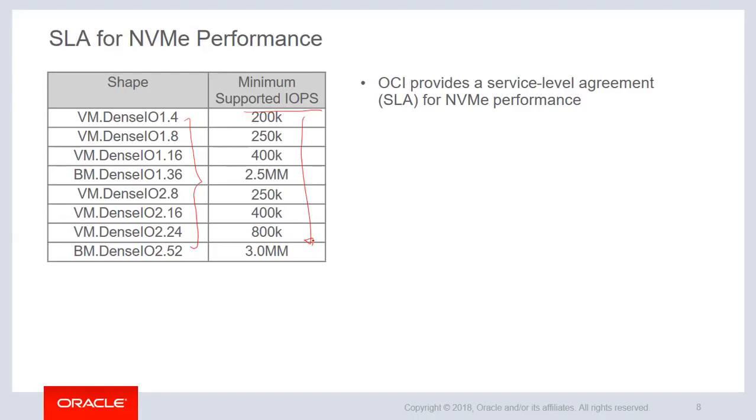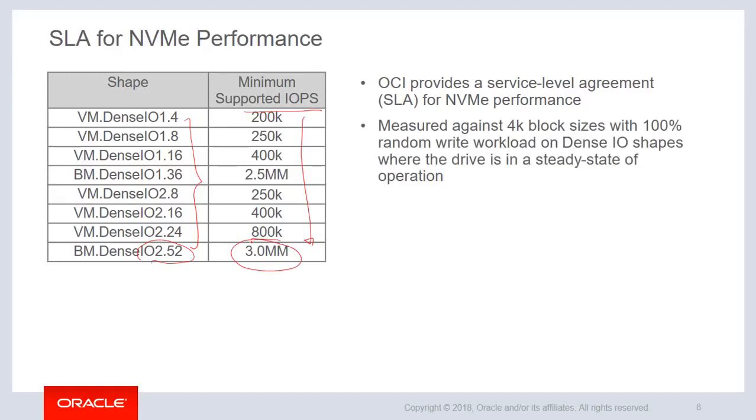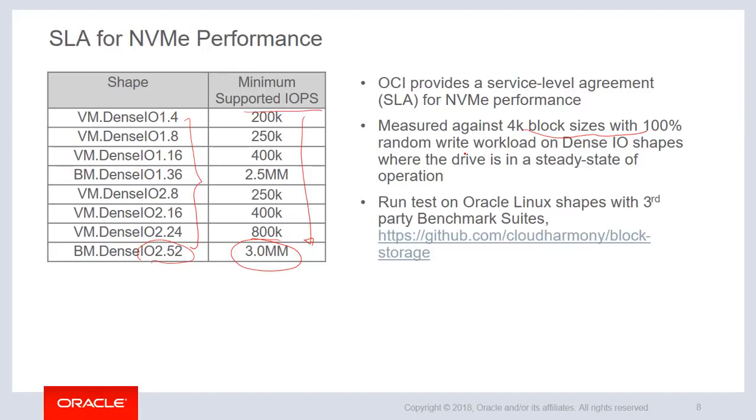So you can see that with a dense IO bare metal instance, we support a minimum of 3 million IOPS. Now these IOPS are 4K block sizes with 100% random write workloads. And there you can run your own benchmarks. We have worked with a third-party company to do a bunch of these benchmarks available on this GitHub link here. So you could actually download the test suite and you could run your own set of benchmark tests. But keep in mind that we do have an SLA for local NVMe performance.